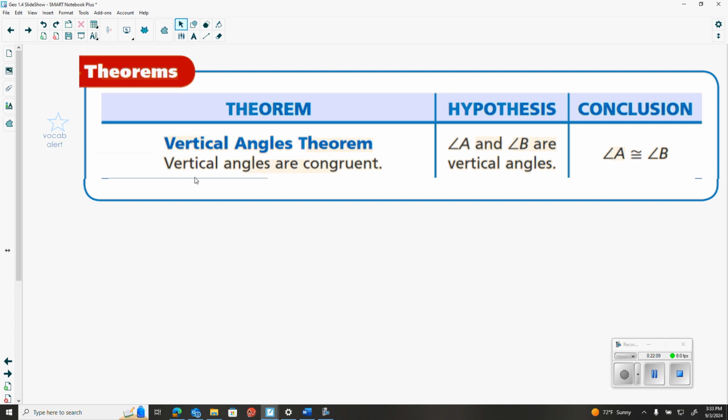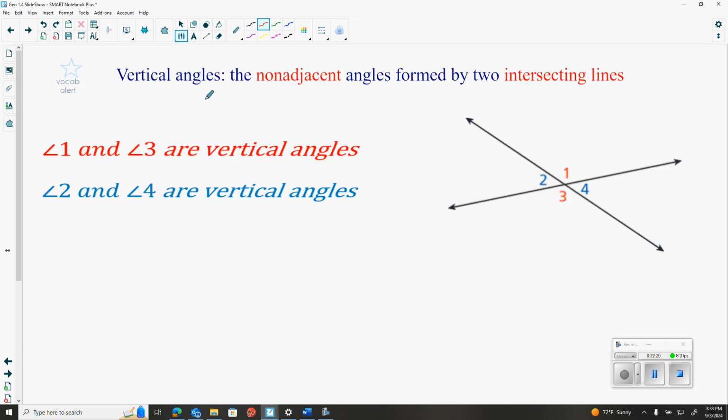Now, I don't want to scare you. We're not going to prove this theorem right now. We will prove it next chapter. But just keep in mind, the big thing about vertical angles is, all right, so the definition is that they're two non-adjacent angles formed by two intersecting lines.